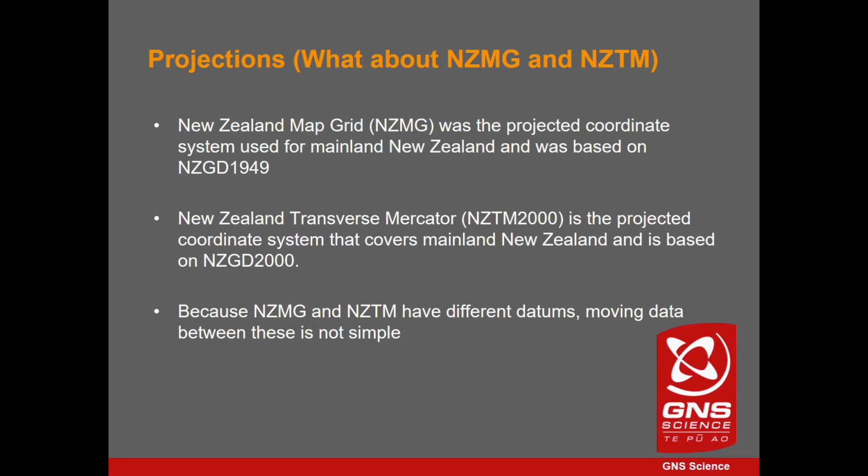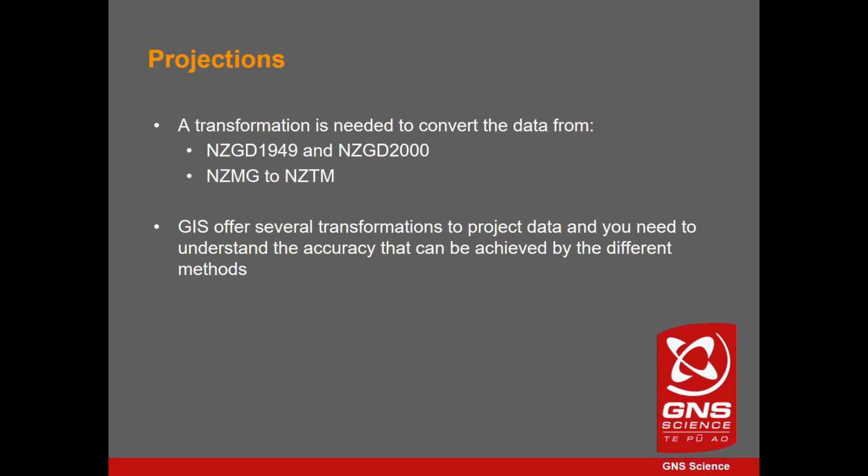Now looking at the projected coordinate systems we use in New Zealand. Prior to 1998 we used New Zealand Map Grid, and that was based on the Geodetic Datum 1949. But currently we're using New Zealand Transverse Mercator, which is based on the Geodetic Datum of 2000. Because these two projections have different datums, moving data between them is not simple. And a transformation is needed to convert the data, either between geodetic datums or between the two projected systems.